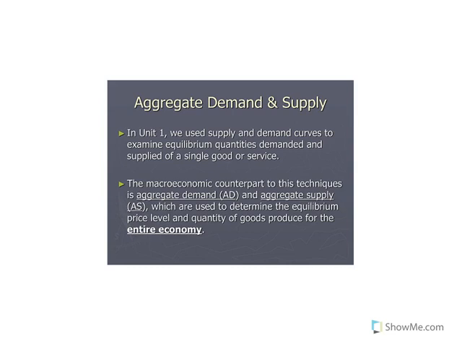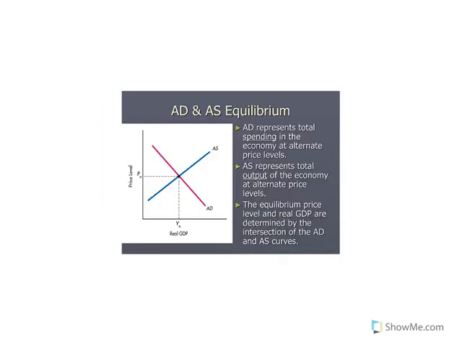So to understand why we have the business cycle, we have to understand what's called aggregate demand and aggregate supply. So aggregate demand and aggregate supply are what we use to determine the equilibrium price level and quantity of goods produced for the entire economy.